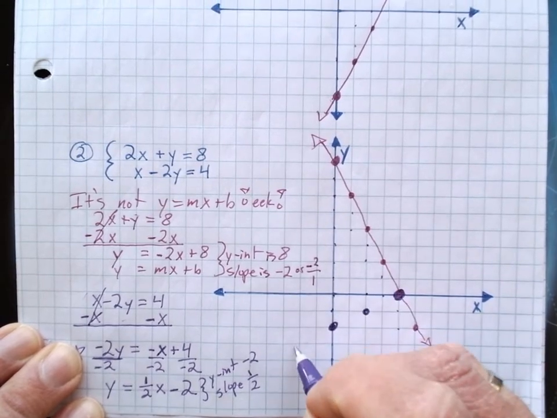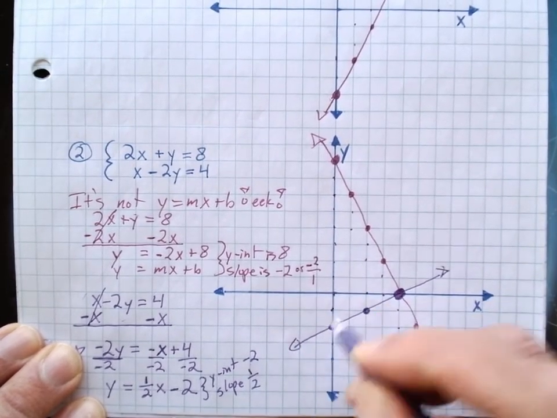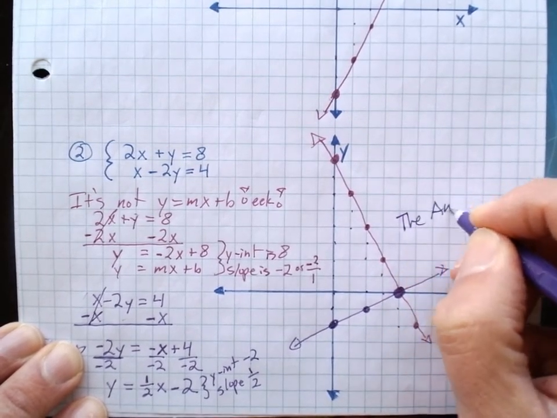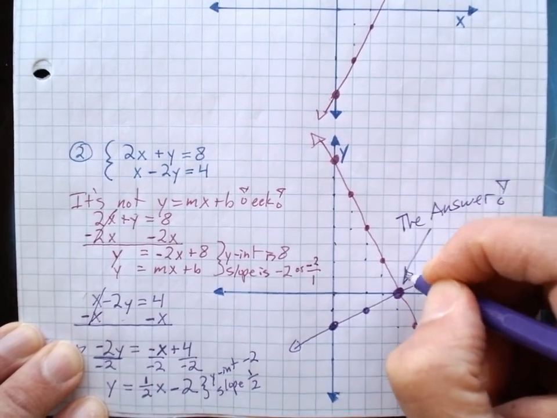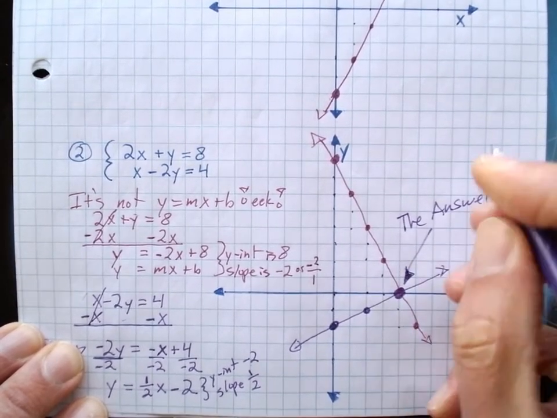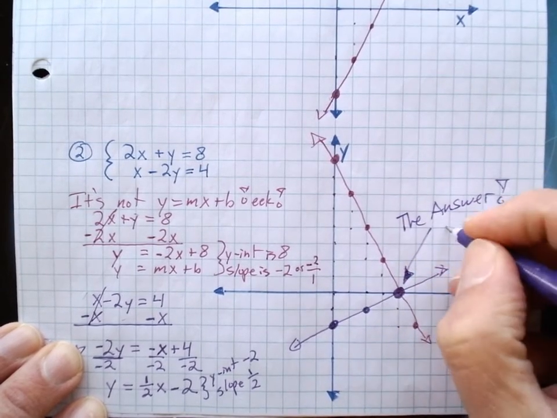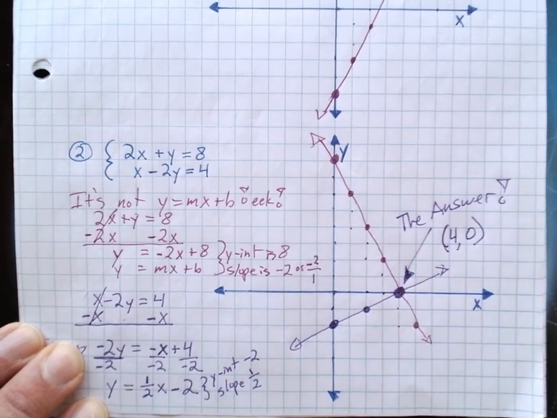Woot woot. Boom. So this is your answer. The answer is right there. It's where they connect. And here I'm going to go over 1, 2, 3, 4. But my y, I don't go up any. So my answer is going to be (4, 0).